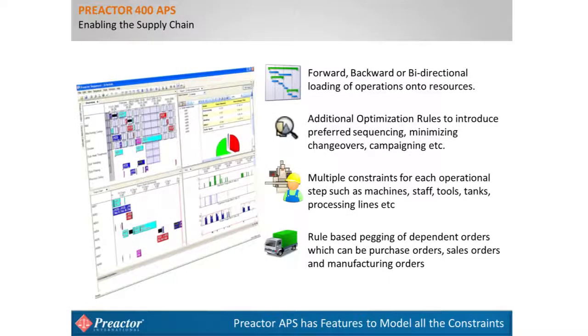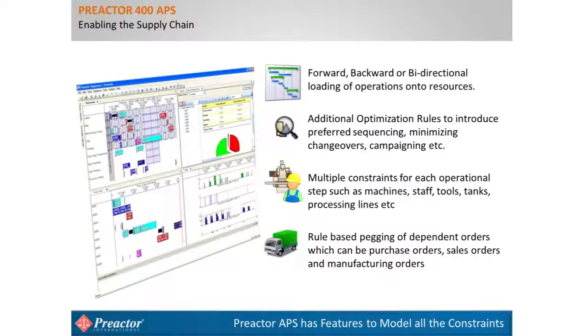The planner also has a number of different ways to load orders: forward from the first operation, backward from the last operation, or bidirectional, where a critical operation must be loaded at a certain time and other operations sequenced around it. There are some built-in optimization rules available, such as minimize setups, theory of constraints, and other frequently used methods, but these rules are customizable to meet the requirements of the application.